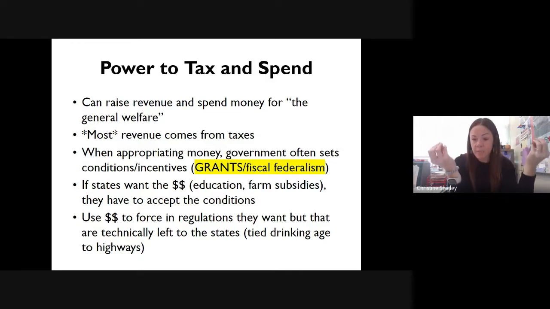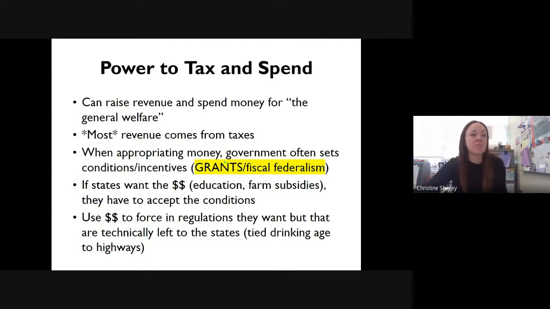So the federal government will often give grants or just simply mandates to state governments, local governments, whatever. And they're appropriating money, right? So when they do that, though, they often set conditions or incentives for states. And that is fiscal federalism. So like, we want this to happen and we're going to give you money for doing it. And if states want that money, whether it goes to education or farm subsidies or highway money that we talked about before, being tied to the drinking age, right? Then they have to accept the conditions that were put on by the federal government. A little coercive, a little restrictive, all under the umbrella of fiscal federalism, okay?